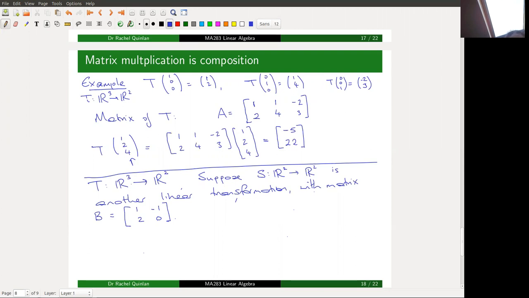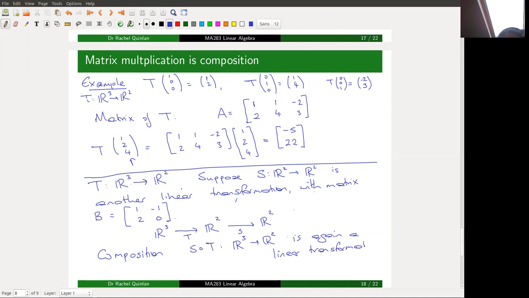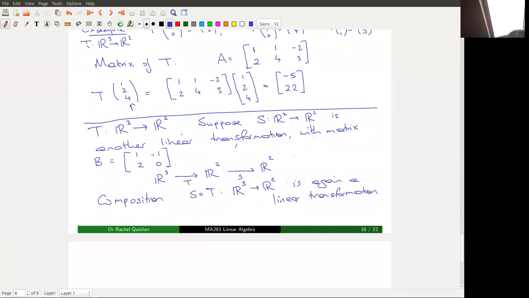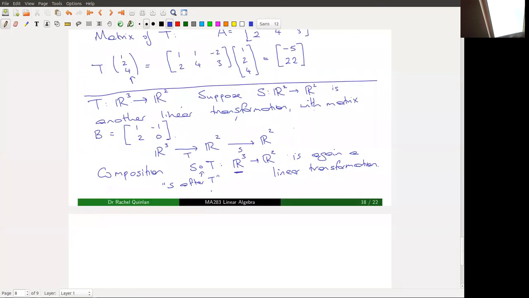Okay, so if you've got these transformations, T that goes from R3 to R2 and S that goes from R2 to R2, then we can take an element of R3 and map it into R2 using the transformation T, and then we can apply S. So we've got this composition. The composition of the functions S and T is a function from R3 to R2, and again, it is a linear transformation. This is the function S applied after the function T. I often read this little circle as the word after. I find it convenient for remembering what it means.